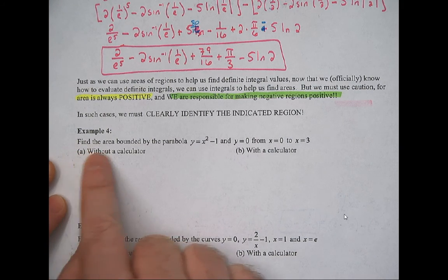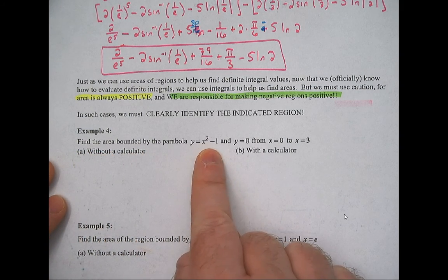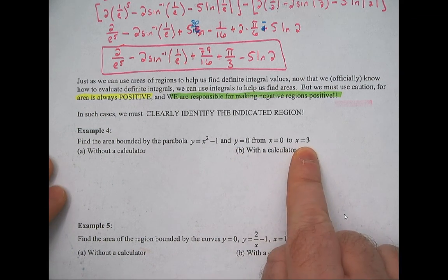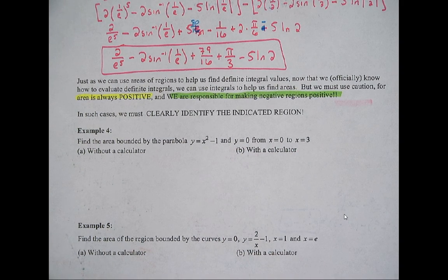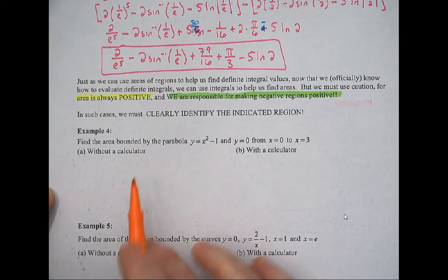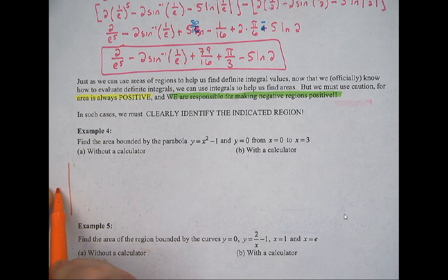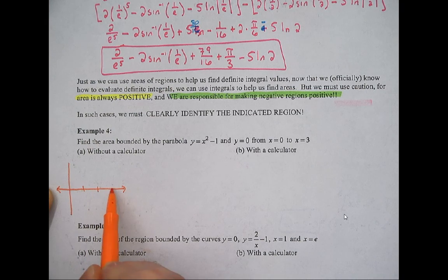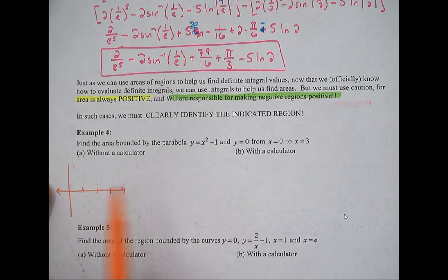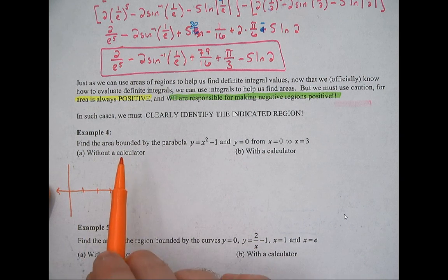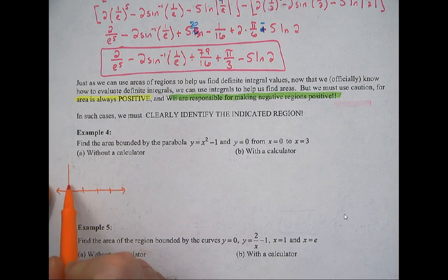So find the area bounded by the parabola y equals x squared minus 1, y equals 0, x equals 0, and x equals 3. So I'm going to encourage you to try to sketch this on your own. Where are we going from? 0 to 3, so I can kind of make this thing lopsided this way. 1, 2, 3. Oh boy, I'm going to need a lot going this way. 1, 2, 3, 4, 5, 6, 7, 8.